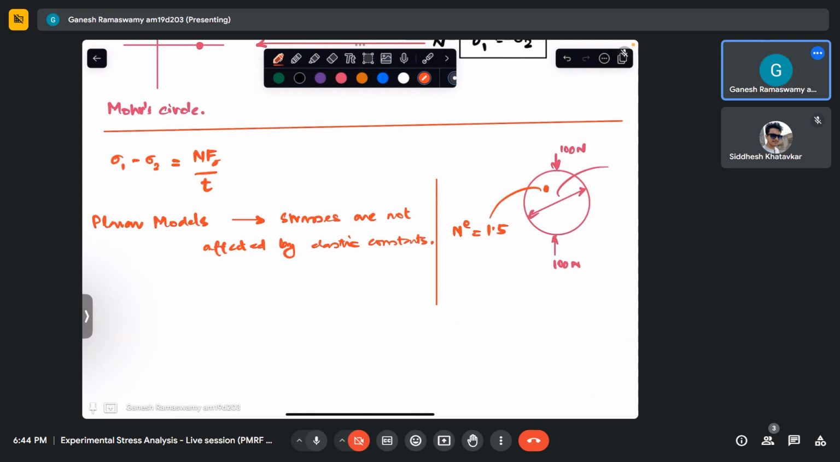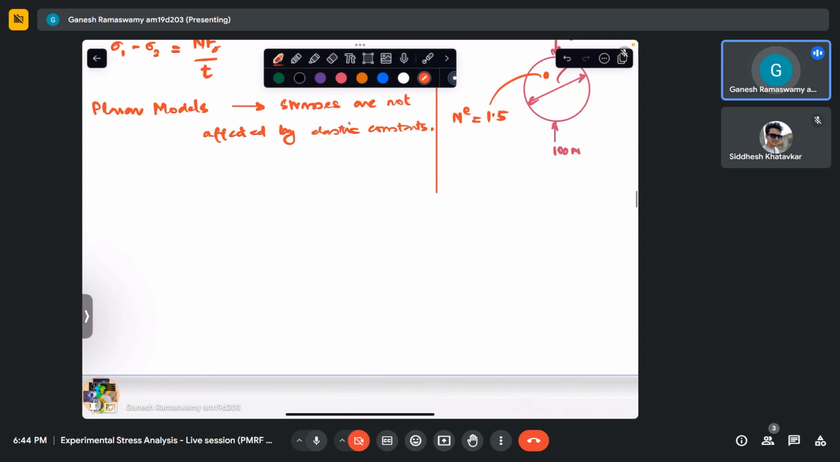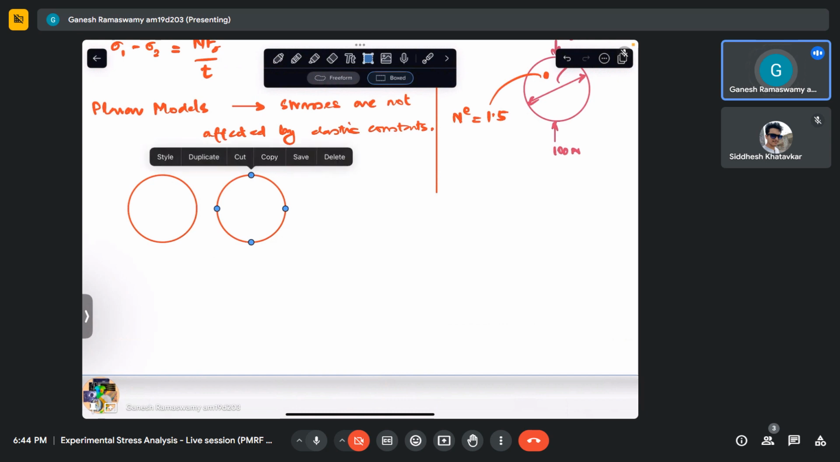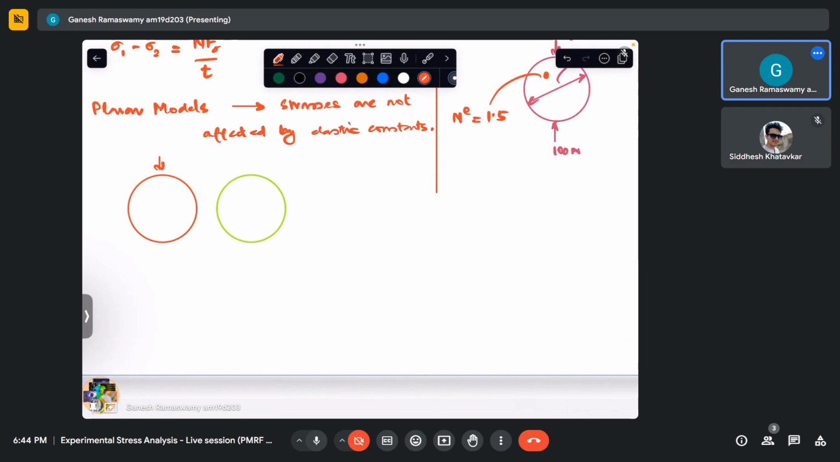Now what does this mean? That if I were to take two disks, one made of another material, and if I subject these two to the same load, the stresses developed in both the disks are same. So this tells me that stress in one is equal to stress in two.